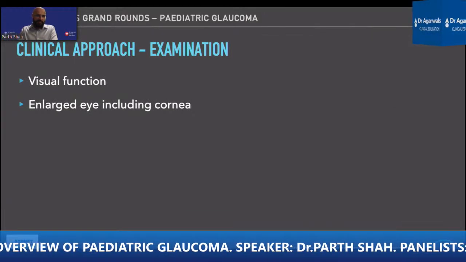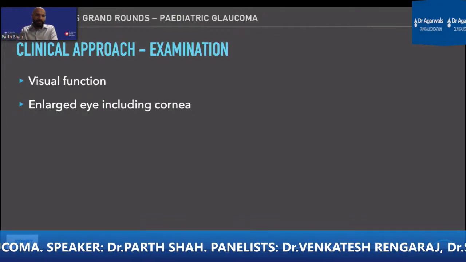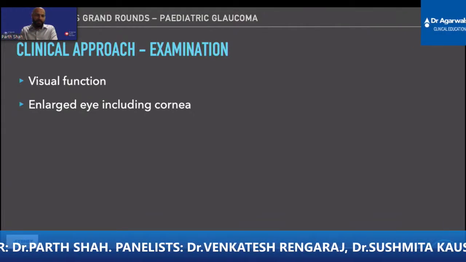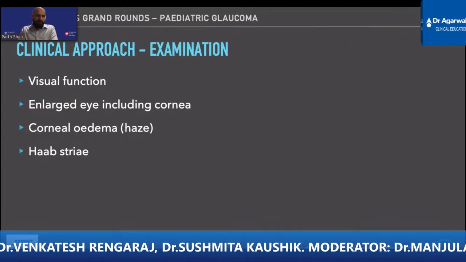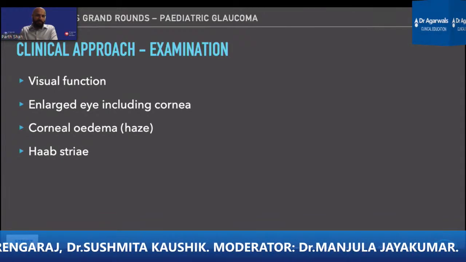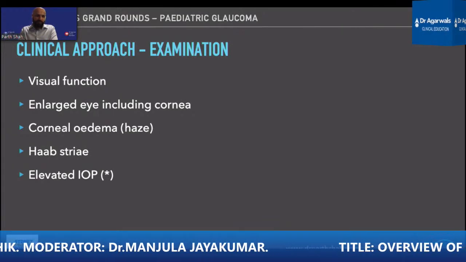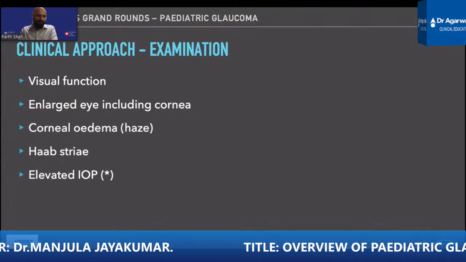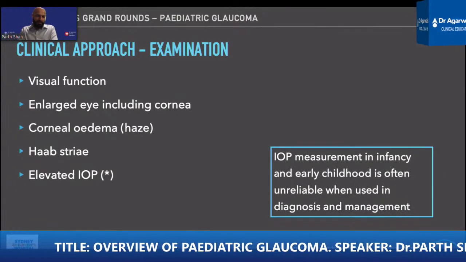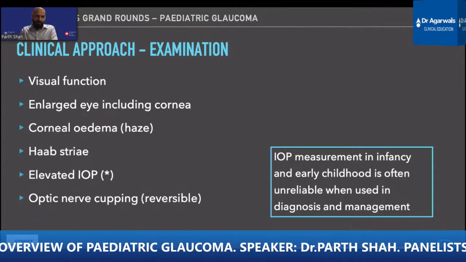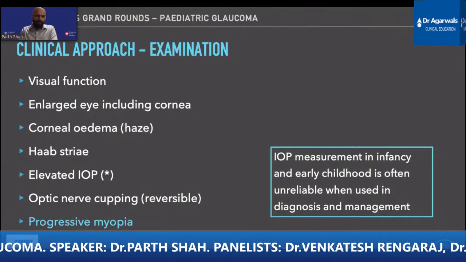Examination, as with examination of any child presenting into the clinic, we always assess their visual function in an age-appropriate manner. We look for an enlarged or signs of an enlarged eye, including corneal enlargement. The corneal clarity is assessed. The presence of Haab's striae is pathognomonic of glaucoma in the childhood age group. Now, elevated intraocular pressure, I've put a little star next to it because measuring the intraocular pressure can be very challenging in infants and children. And depending on the methods used, it can be quite inaccurate and unreliable. Optic nerve cupping, which as discussed, can be reversible but also rapidly progressive.